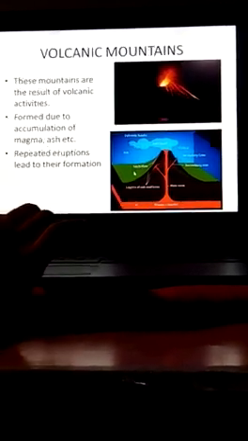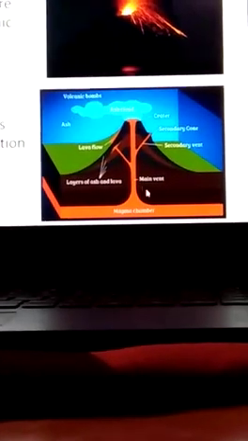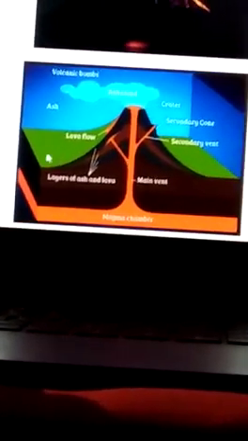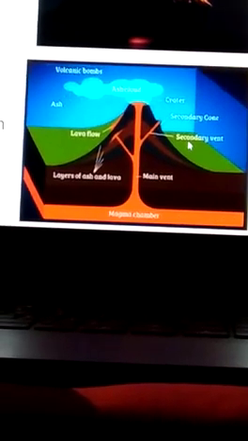Okay, this is the picture. This is the magma chamber. This pipe is called the vent, and when the magma comes out, it is called lava. They accumulate to form volcanic mountains. Okay.